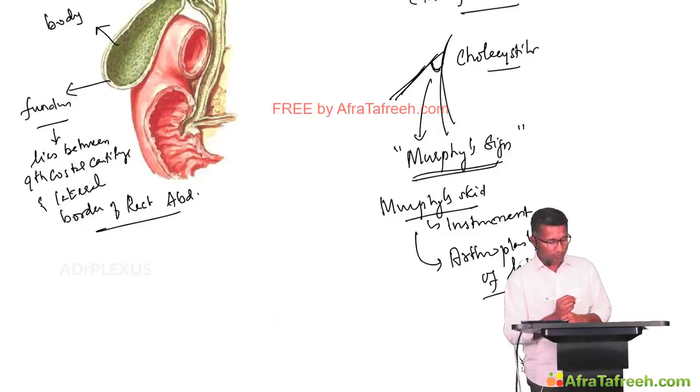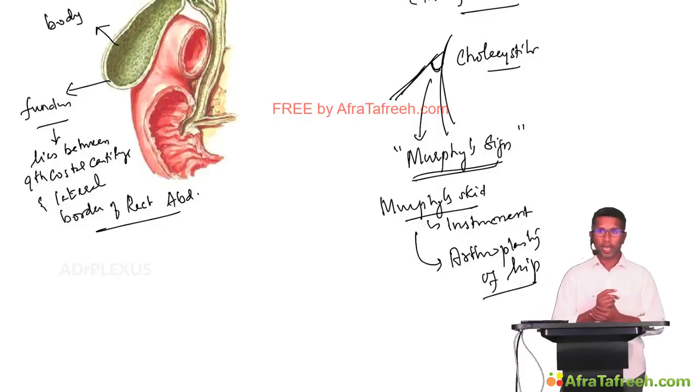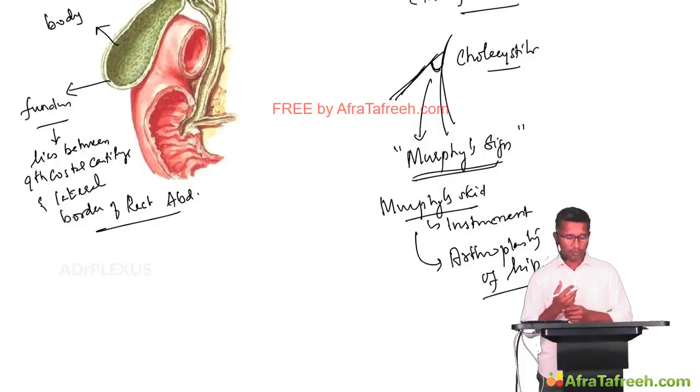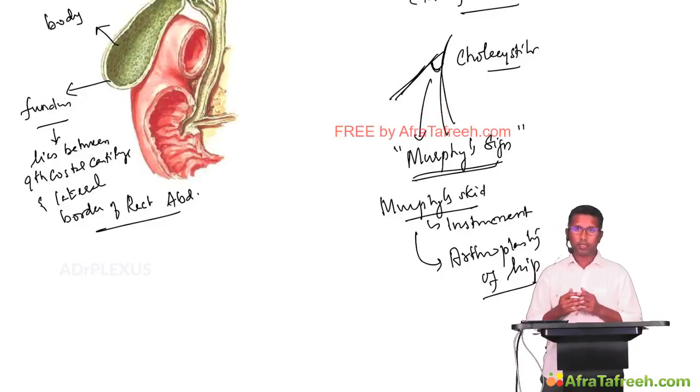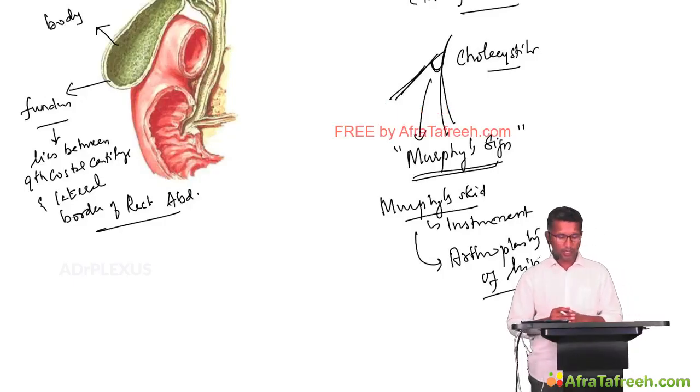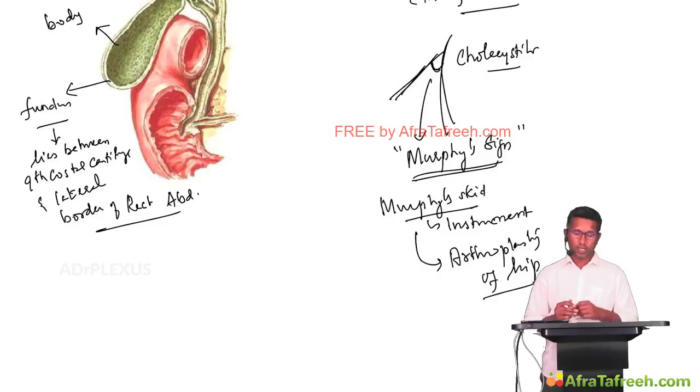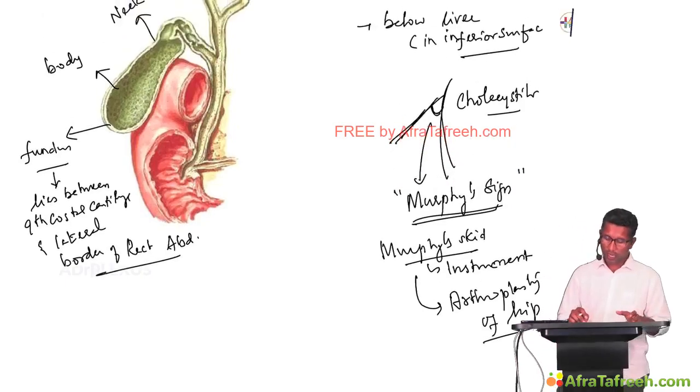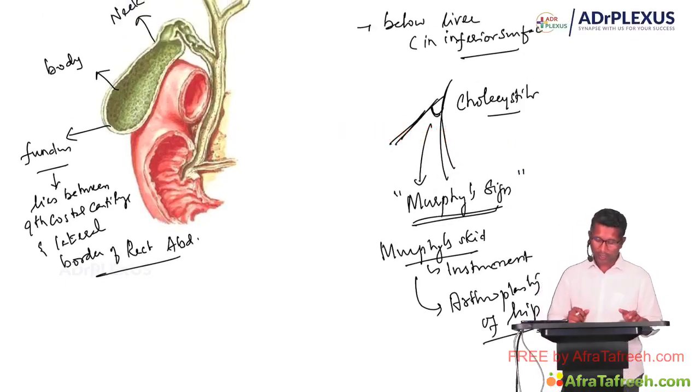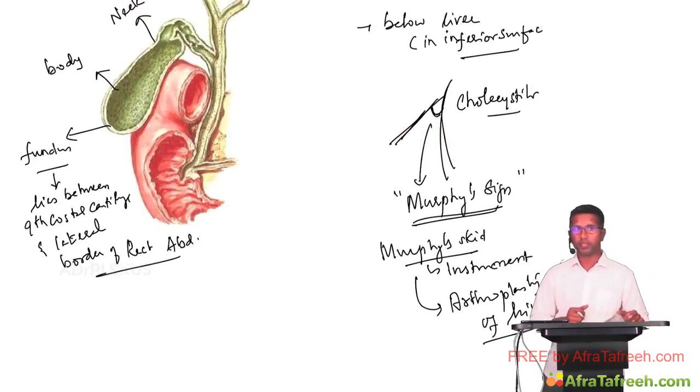So when you see the gallbladder, the fundus of the gallbladder lies between the ninth costal cartilage and the lateral border of the rectus abdominis. That is the area where you get cholecystic tenderness. That sign is called Murphy's sign.